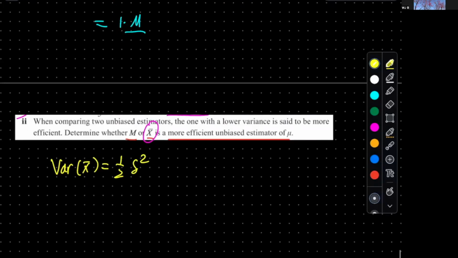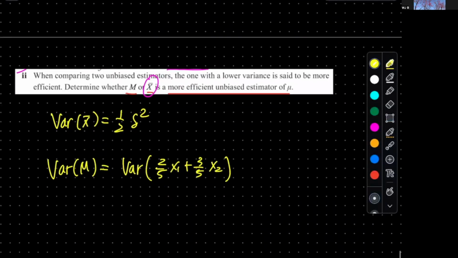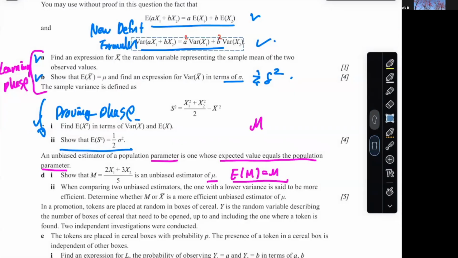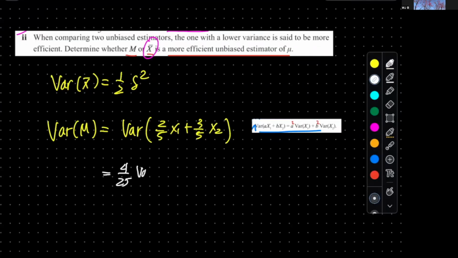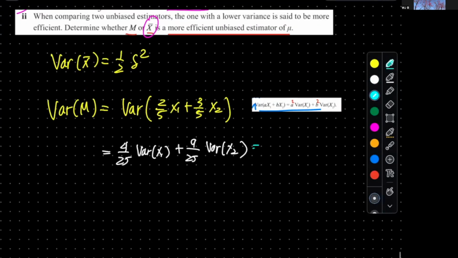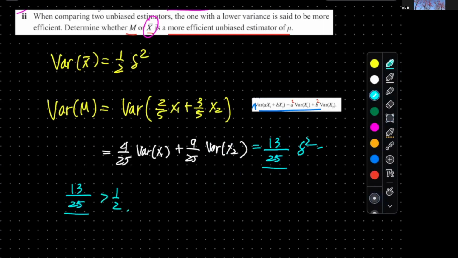Now I'm going to take the variance of m, which is the variance of these two variables. Using the definition given in the question, using this perfect square form of the variance, I can define this as 4 over 25 variance of x1 plus 9 over 25 variance of x2. That is great, which is going to be 13 over 25 sigma squared, because they were identically distributed and have the same population variance. That is slightly bigger than half, isn't it? So who is more efficient? The sample mean is more efficient because it has the smaller variance.